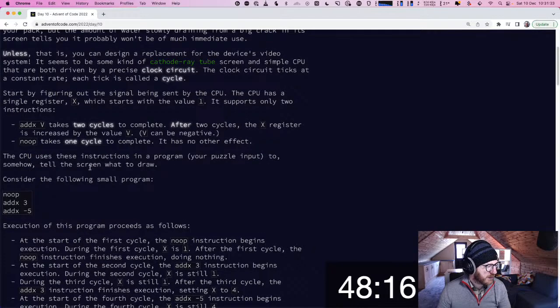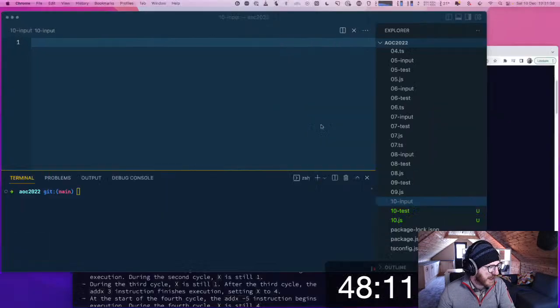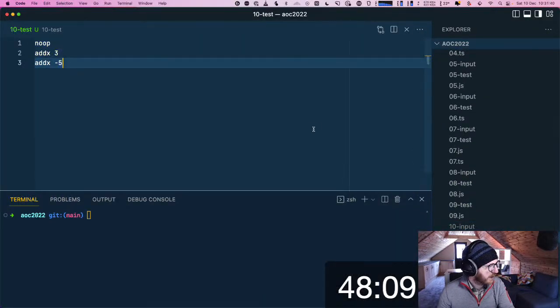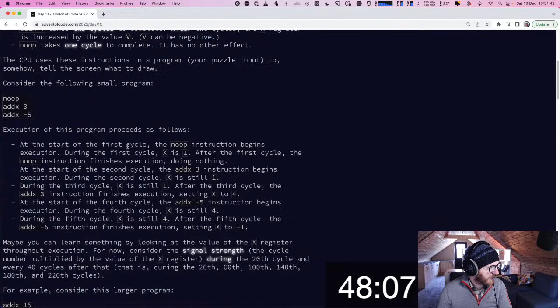The CPU uses these instructions in a program. This is your puzzle input. I assume this is our test input, so I'll whack that in there. At the start of execution, the noop instruction begins execution during the first cycle.